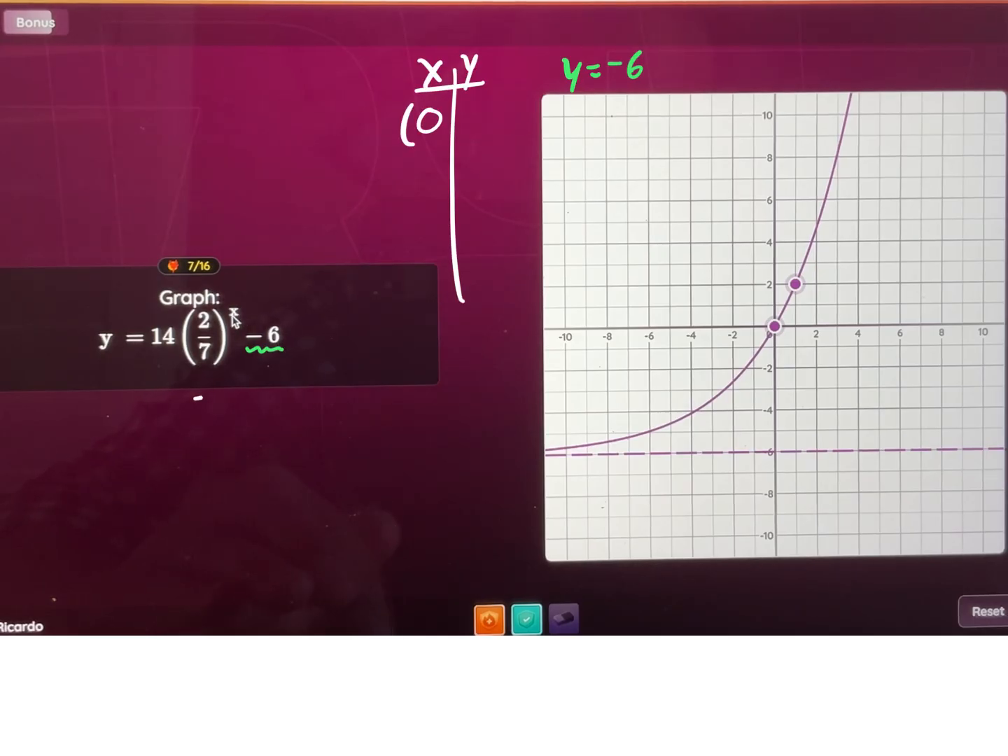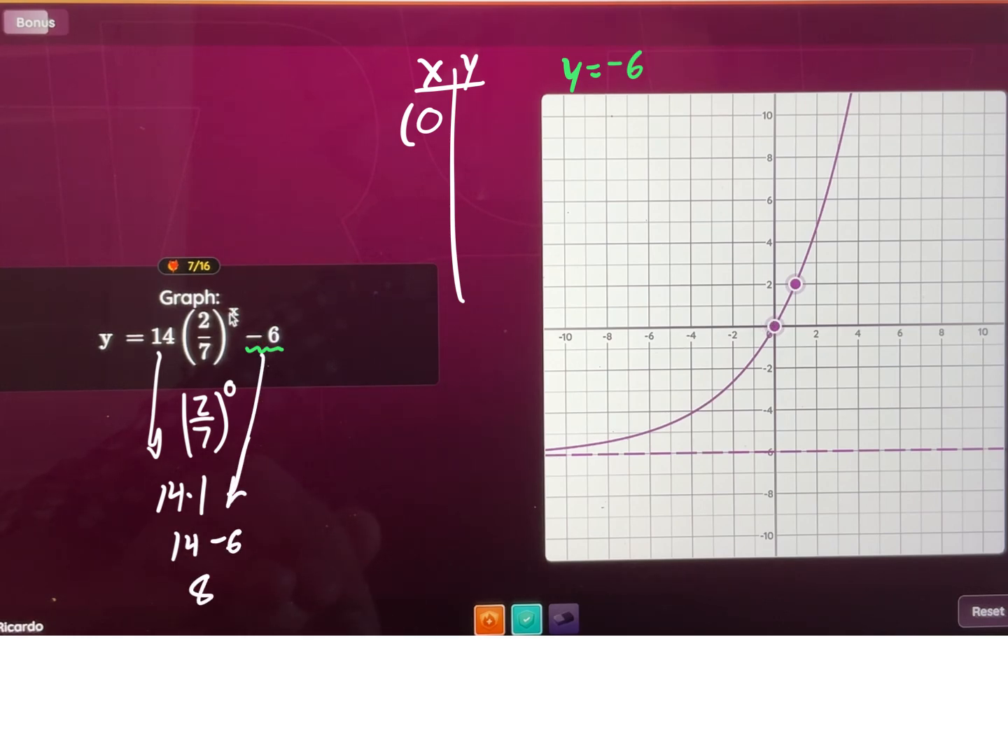So let's do that. Plug in a 0, 2/7 to the 0 is 1. 1 times 14 is 14. 14 take away 6 is 8. So 0, 8, you plugged in 0 into the x and you got out an 8. And again, you could do all this on the calculator, type all this out, put a 0 right here, and then -6, hit equal, and that'll give you an 8. So let's go to 0, 8, put a dot up there at 0, 8.